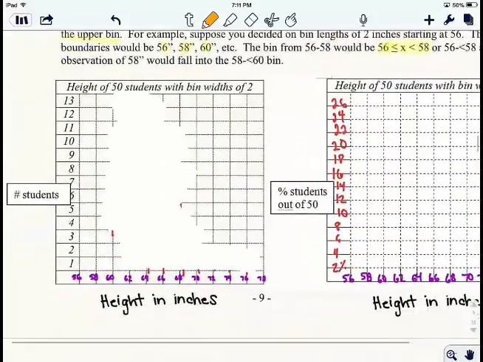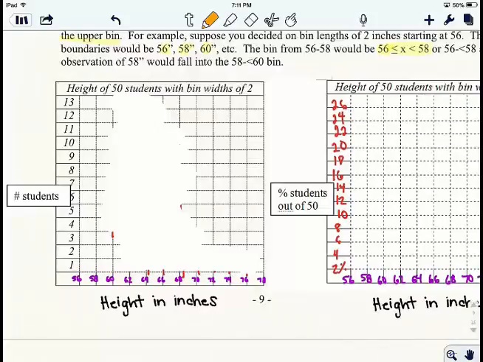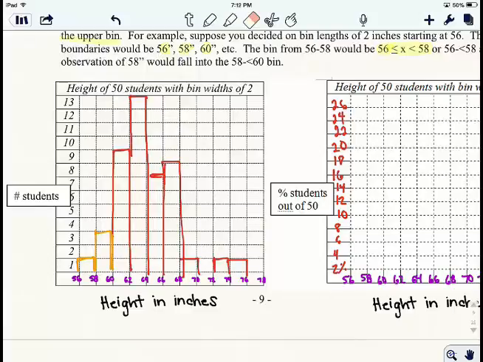We're going to use that data to create a histogram. So the first bin had 1 student in it. The next bin had 3 students in it. And I can reveal the rest of it. Obviously, it's a bar chart with all the lines touching. What's nice about it is it gives the shape of the distribution.